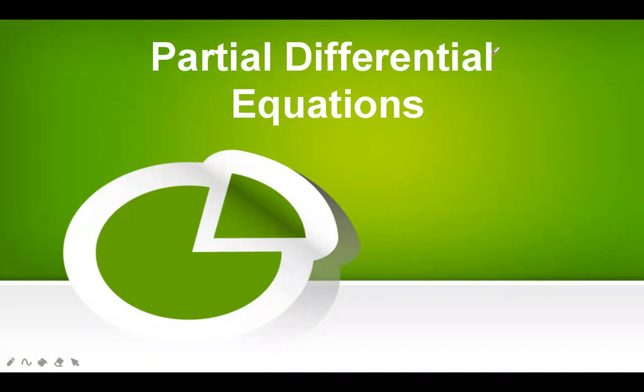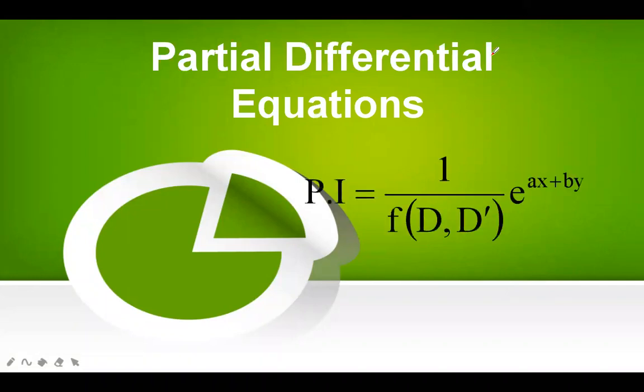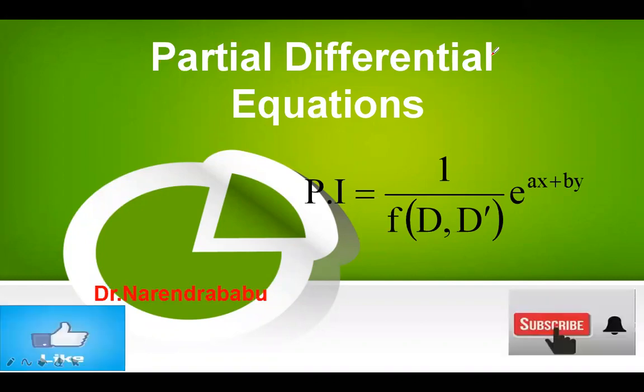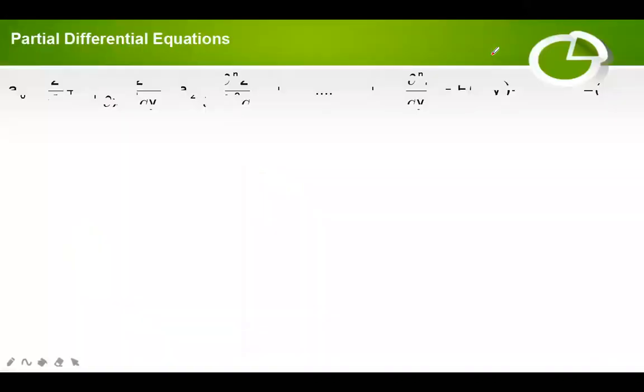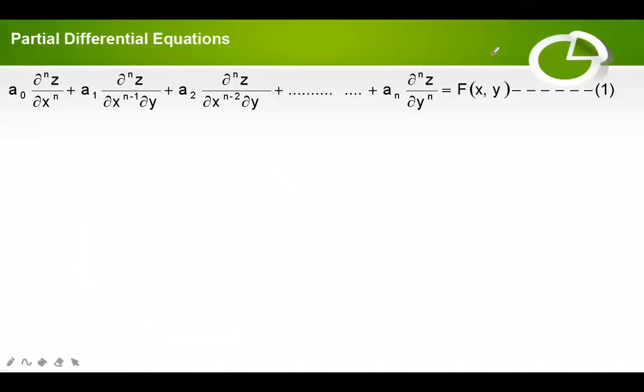So in this lecture we will study how to find the PI in case of linear partial differential equations with constant coefficients. So this is the general form of homogeneous linear partial differential equation. First of all you have to convert it into operator form. For that we put dou by dou x equal to capital D and dou by dou y equal to capital D dash.